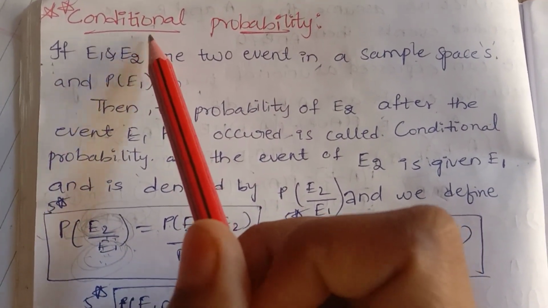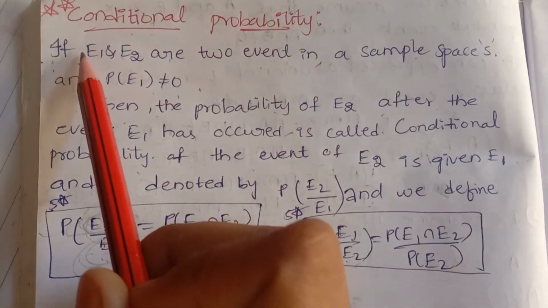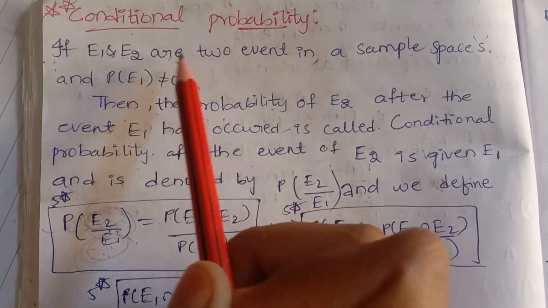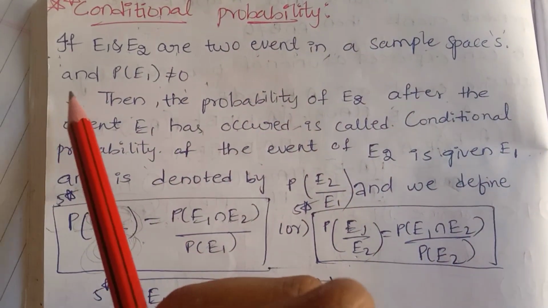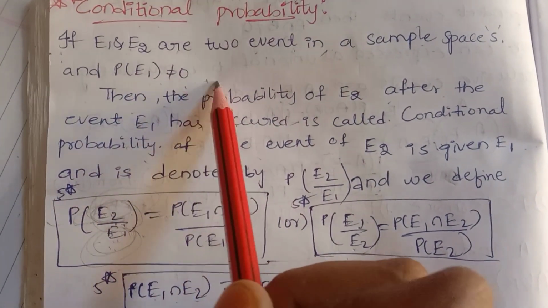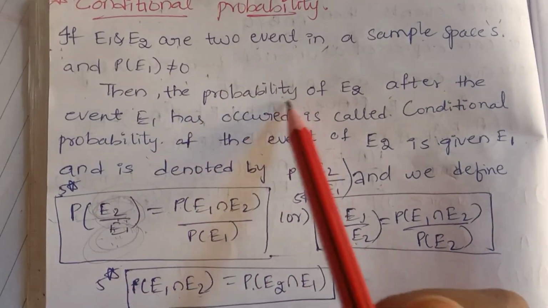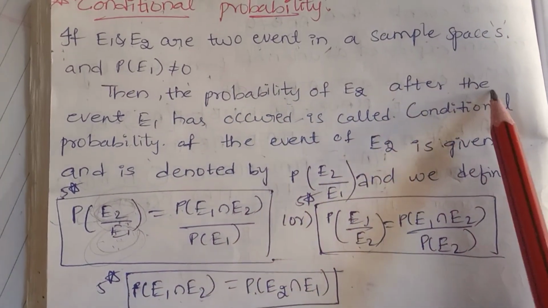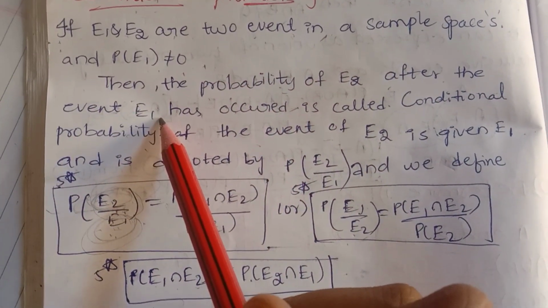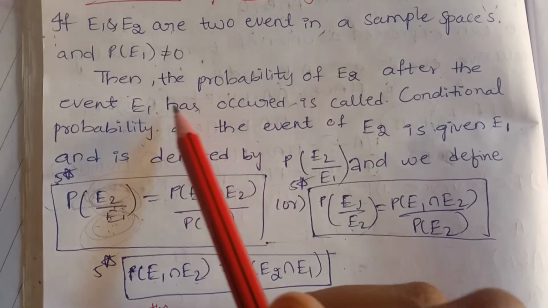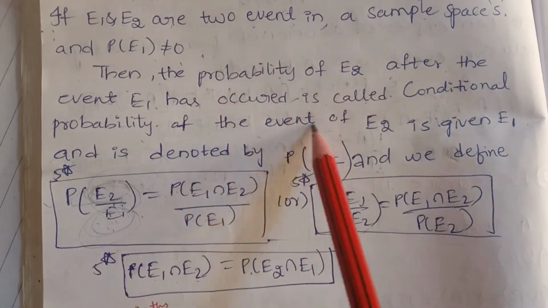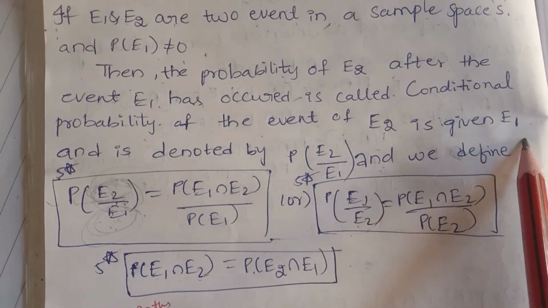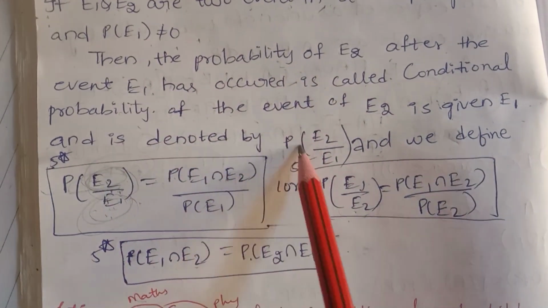Today's topic is conditional probability. If E1 and E2 are two events in a sample space S and P of E1 is not equal to 0, then the probability of E2 after the event E1 has occurred is called the conditional probability of the event E2 given E1, and denoted by P of E2 by E1.